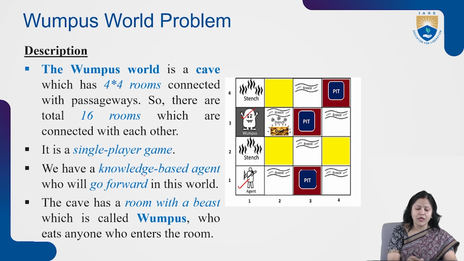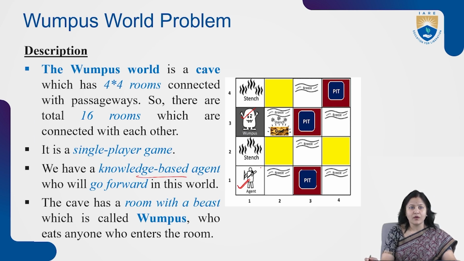Here the knowledge-based agent is nothing but the person who has to enter the cave and he has to grab the gold. That is the goal actually. I will let you know later. So here the knowledge-based agent will go forward in this world.